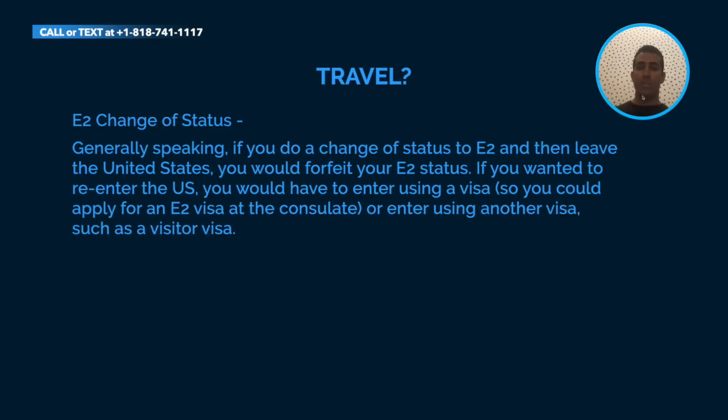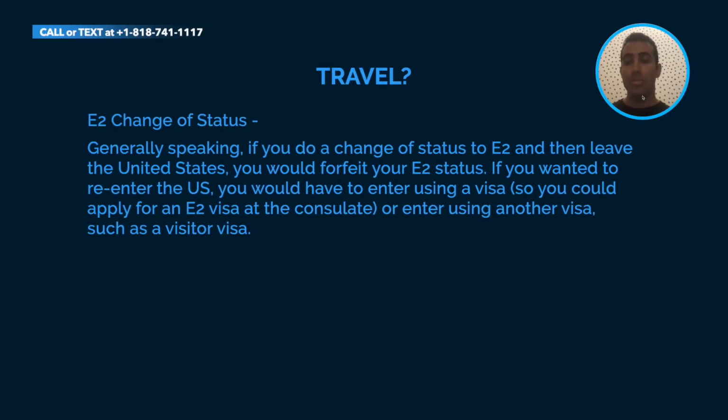Now, this is a very important point that I want to mention, and it's regarding travel. E2 change of status. As I mentioned, with the change of status, you do not get a visa. You get status. Generally speaking, if you do a change of status to E2 and then you leave the United States, you would forfeit your E2 status. So I write here, if you wanted to re-enter the US, you'd have to enter using a visa. So you could apply for an E2 visa at the consulate or enter using another visa such as a visitor visa. So I want to clarify what I mean by this.